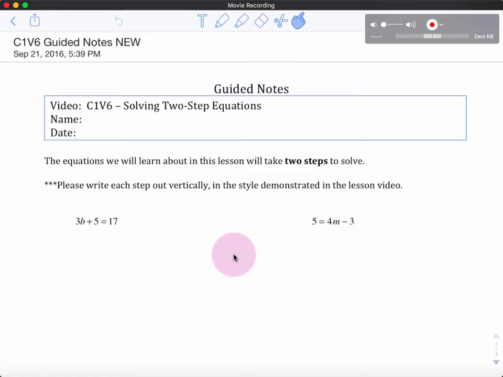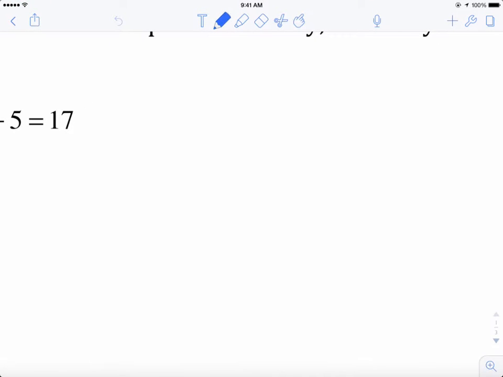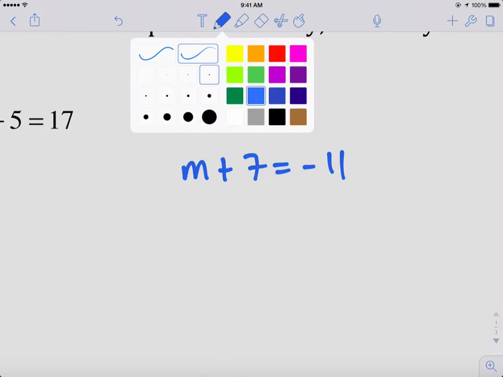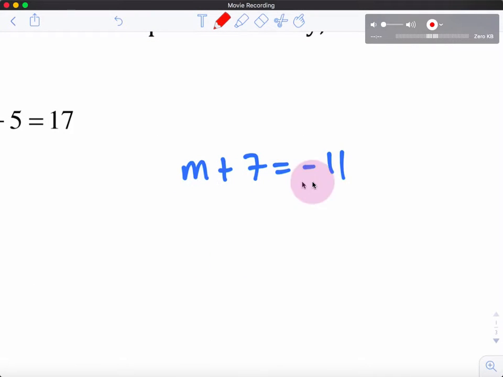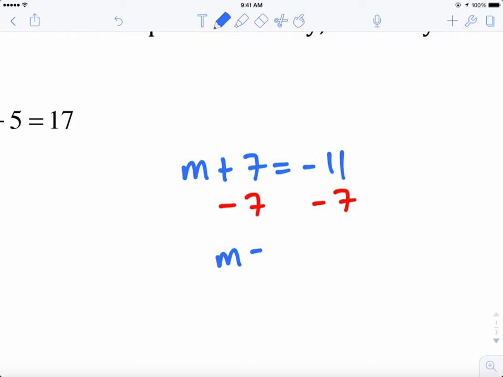Now, up until now, all the equations we've seen have required only one step of addition, subtraction, multiplication, or division to solve. We've dealt with things like m plus 7 equals negative 11, right? All we had to do was say, m is going to be 7 less than negative 11. We could subtract 7 from both sides of the equation, and we ended up with our solution of m equals negative 18.